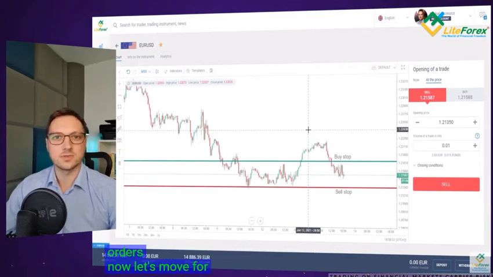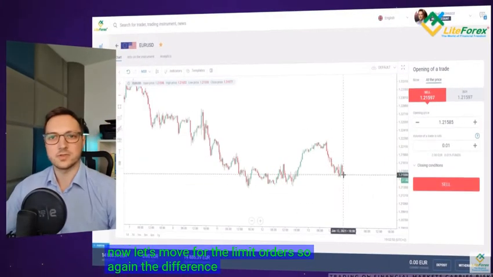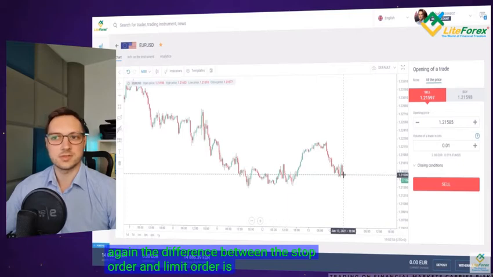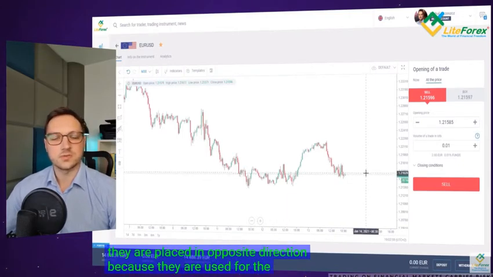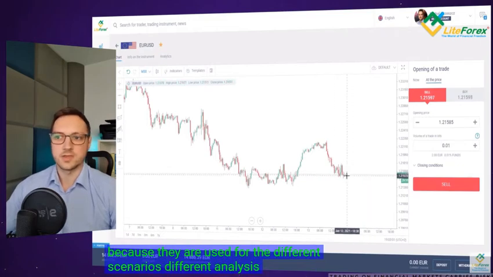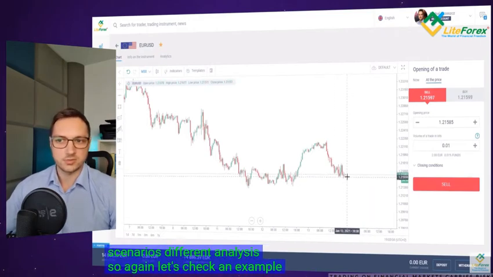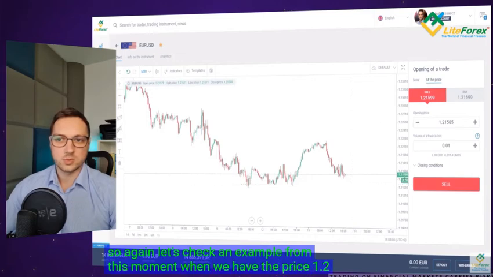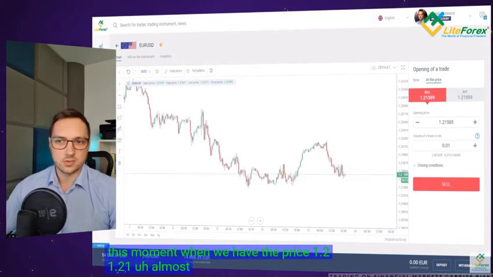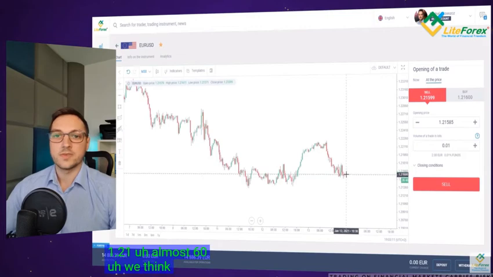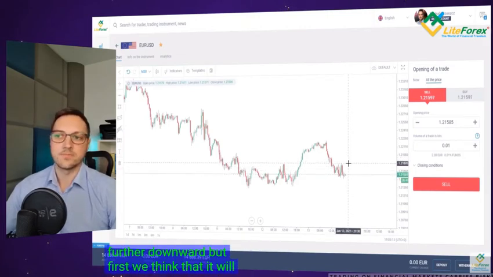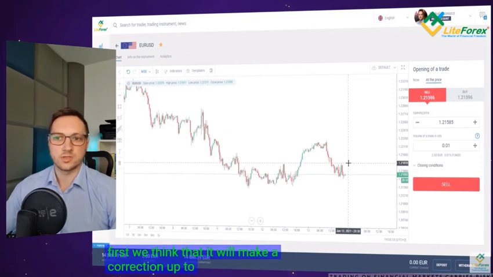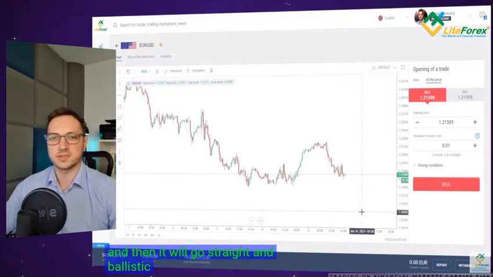Now let's move on to the limit orders. Again, the difference between the stop order and the limit order is that they are placed in the opposite direction, because they are used for different scenarios and different analysis. So let's check an example. From this moment, when we have the price at almost 1.2160, we think that the price will go further downward, but first we think that it will make a correction up to 1.2181, and then it will go straight ballistic downward.